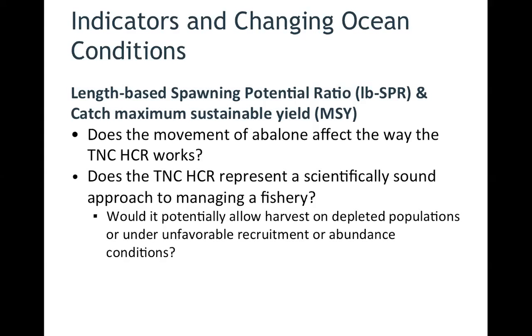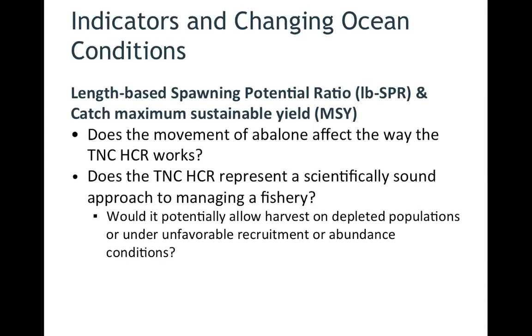But if something is what we call dome-shaped, or a severe drop in the selectivity at higher ends, that can sometimes create a problem and make length-based SPR more of a conservative measure, meaning that it says the population is doing maybe worse than you think it is. But those are things that we are definitely investigating and considering as we weigh the many things that are on our mind.